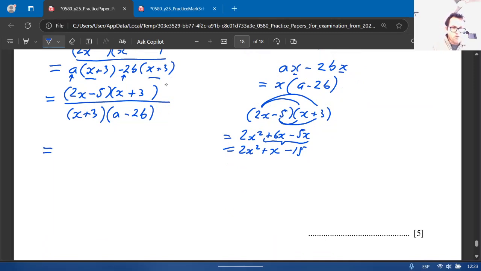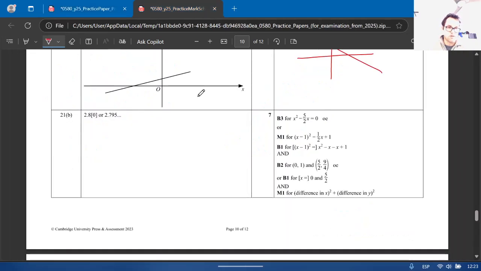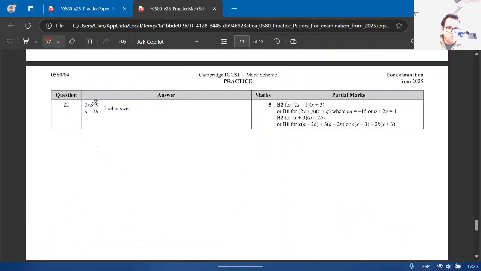what have we got now? We've got two brackets the same. We divide them. They cancel each other out. We're left with 2x minus 5 over minus 2b. And that, ladies and gentlemen, I'm pretty sure is the right answer, but let's check it anyway. Lots of marks to be picked up over here.